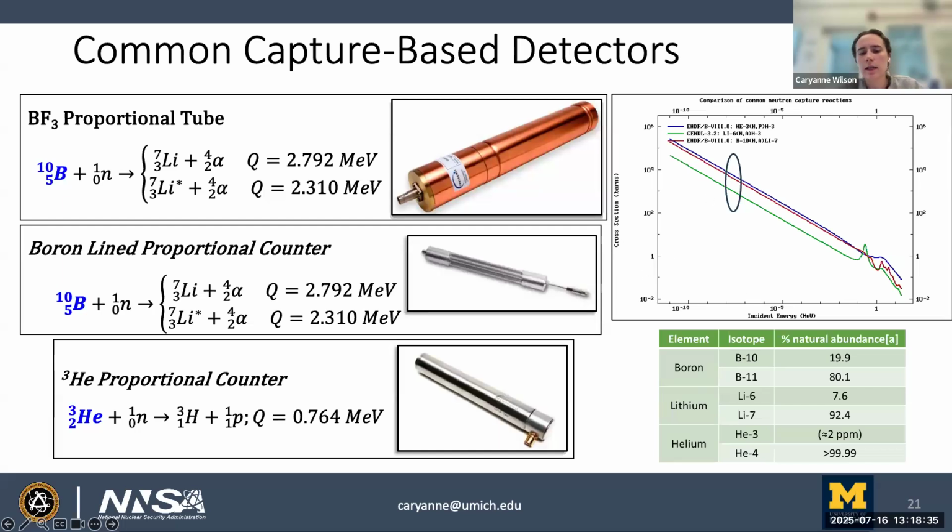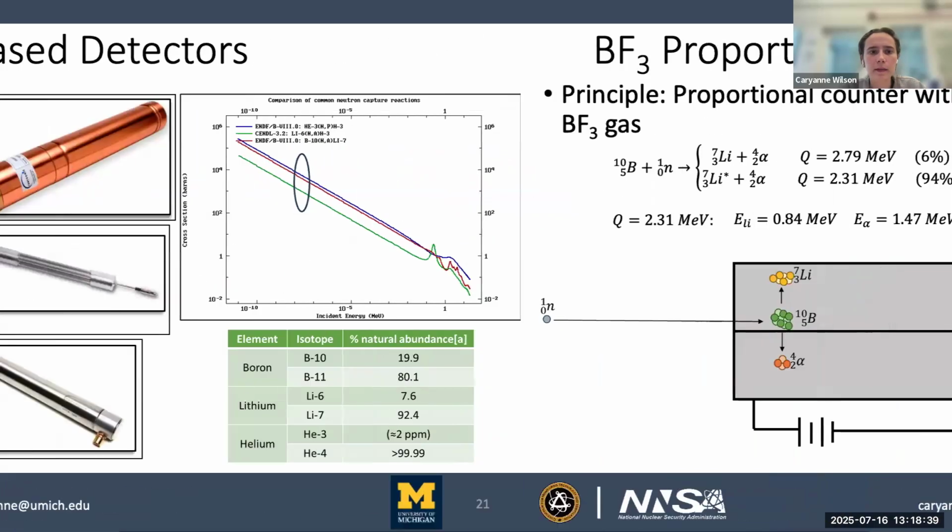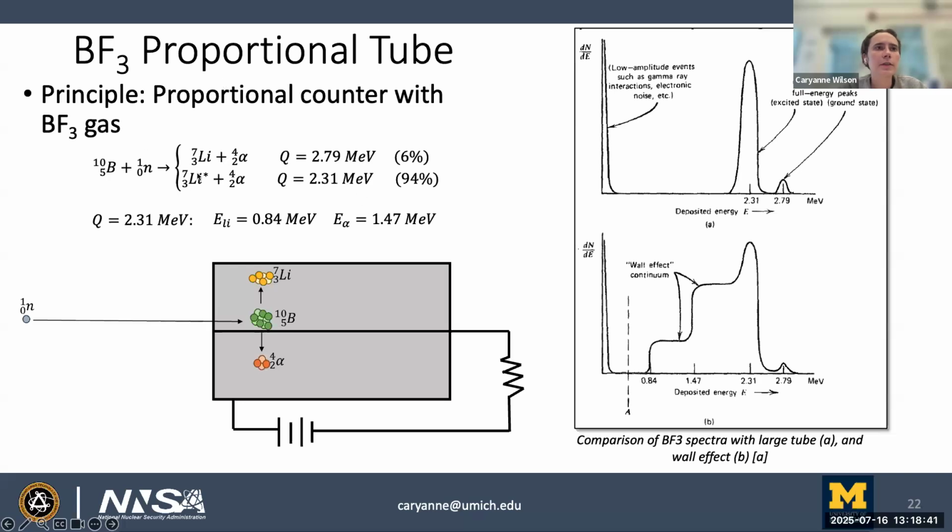So we're going to go ahead and talk about some of these in more depth. So this is the BF3 tube. A boron-10 isotope will absorb a neutron and produce either one of these reactions. So lithium-7 in the ground state and an alpha particle, or lithium-7 in the excited state and an alpha particle.